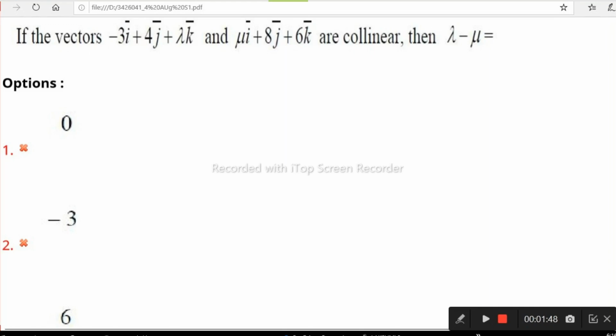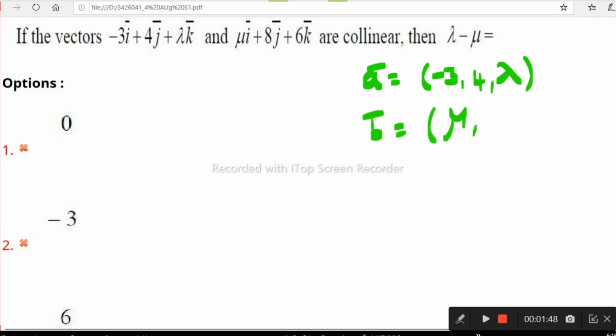For our convenience, these vectors we can represent as ordered triads also. That means we can write vector A in the form of ordered triad minus 3, 4, lambda. Now B is another vector, ordered triad mu, 8, 6. Okay, now these are the given two vectors. If A is parallel to B, collinear is also known as parallel.